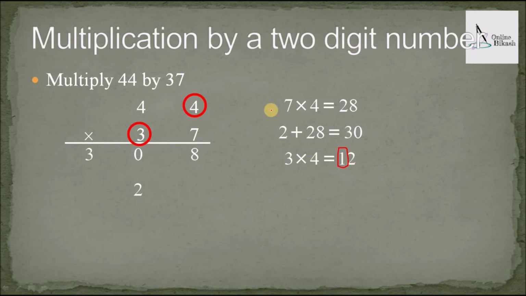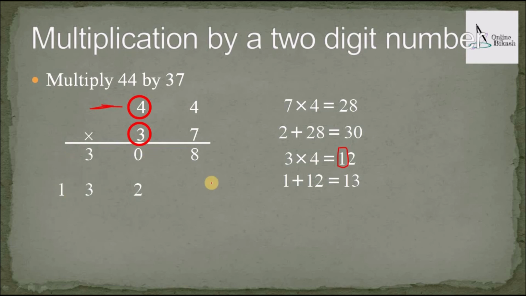Now we will multiply this 3 and 4. 3 times 4 is what? 12. We already know. So with that 12 we will add the carry. What was our carry? 1. So 1 plus 12 is 13. So we'll place this 13 here. Since we do not have any number here, we will directly place this 13 together.